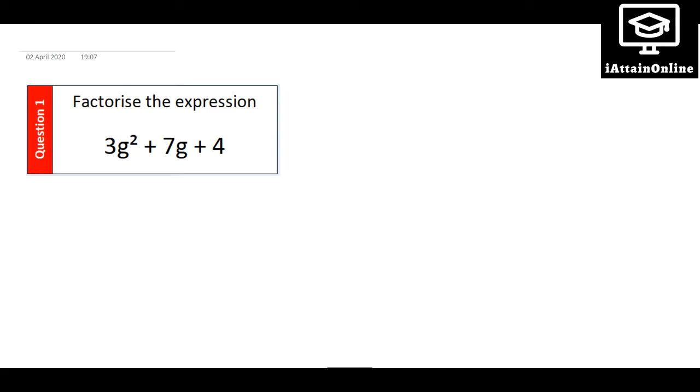When the number before the squared term is not 1, there's an extra few steps that you need to do. You're going to look at the number before the squared term and then just the number bit on its own. As always, include the sign that comes before it and think of this one as a positive 4. So we're going to multiply these two terms together. 3 times 4 is positive 12.